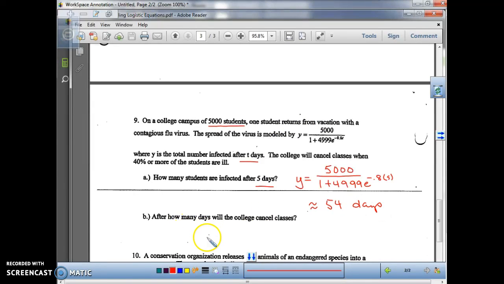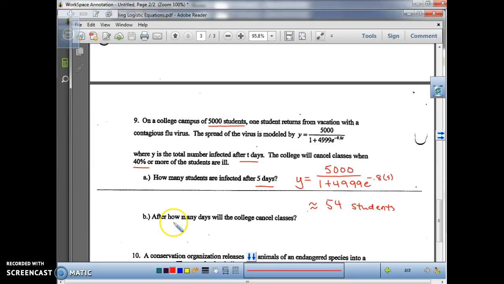Now, part B. How many days until the college will have to cancel classes? They tell you their policy is 40%. How many students are infected out of 54 days? It's 54 students, roughly.